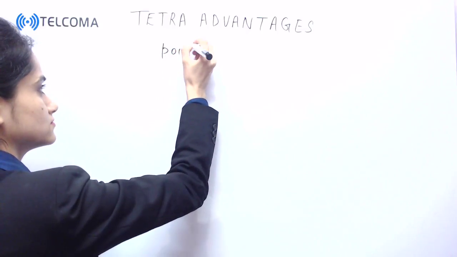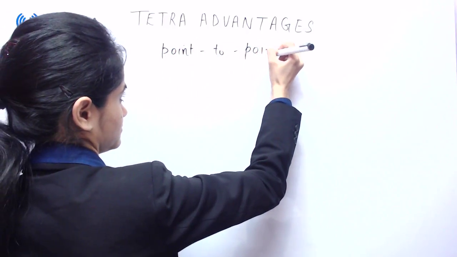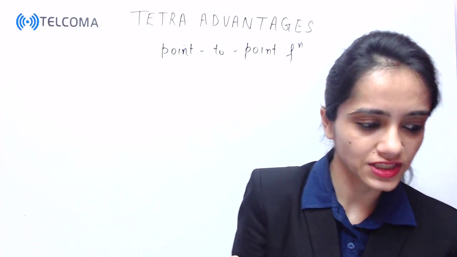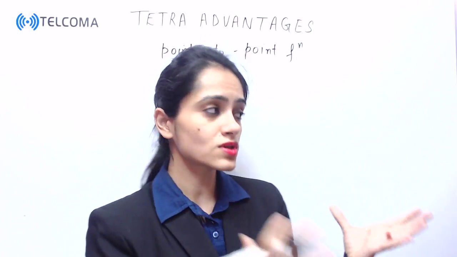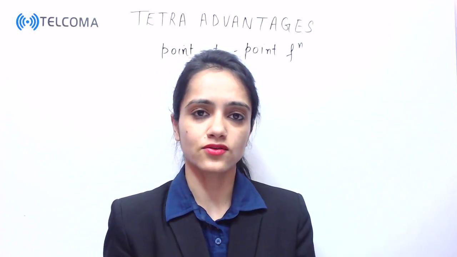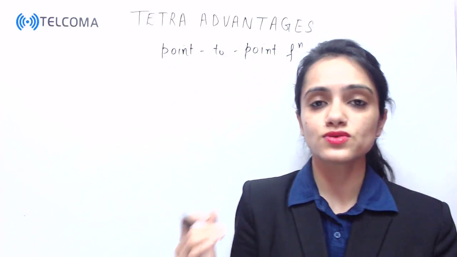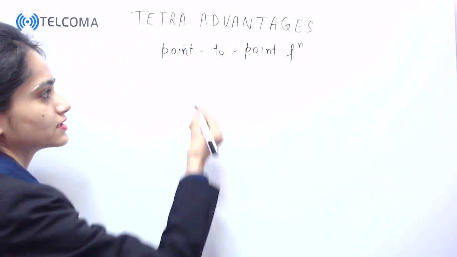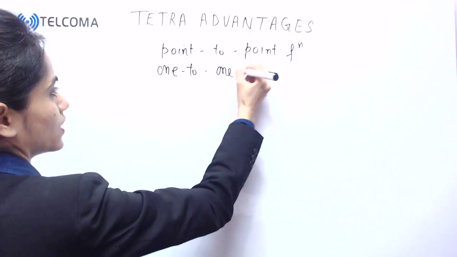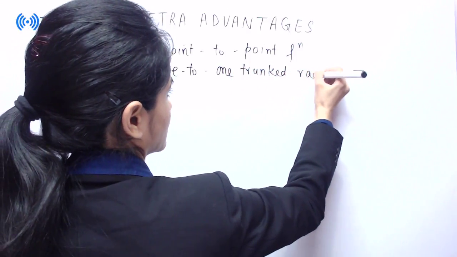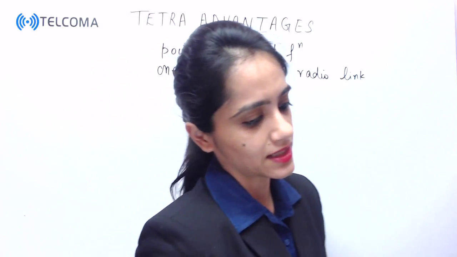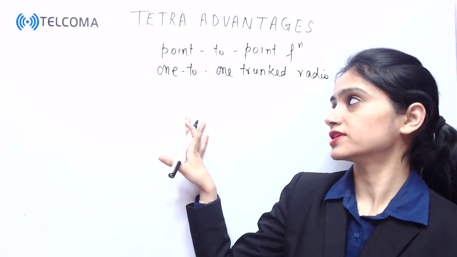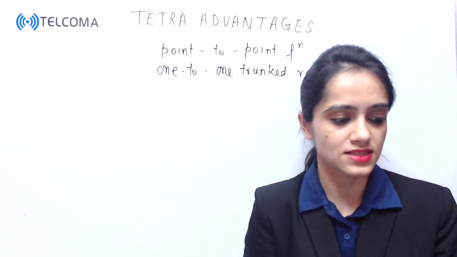TETRA technology also provides point to point functions. This technology provides point to point functions that traditional analog emergency services radio systems do not provide. So it enables users to have a one-to-one trunked radio link between them without the need of any direct involvement of an operator or dispatcher.